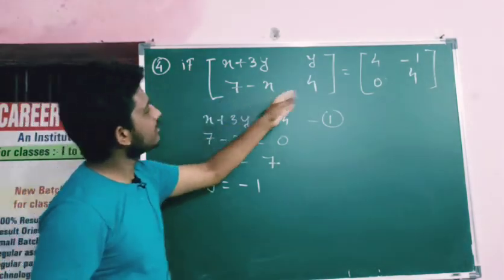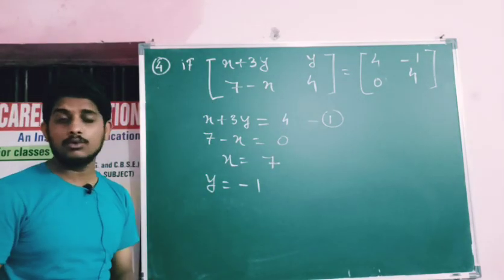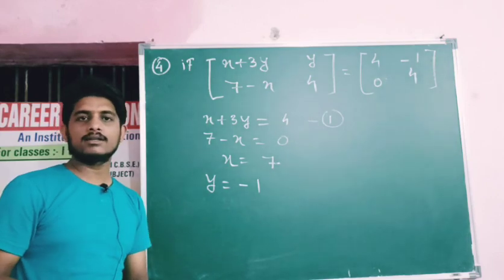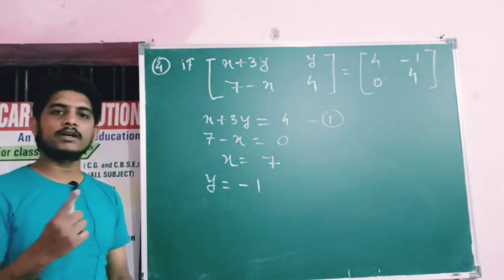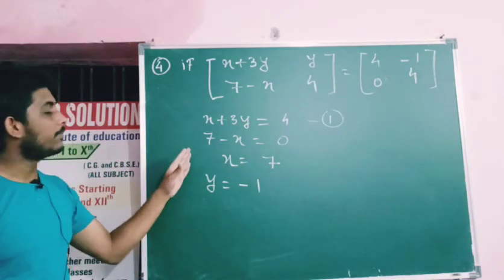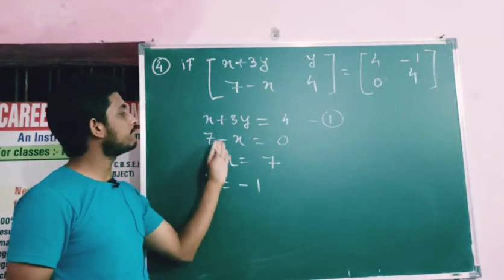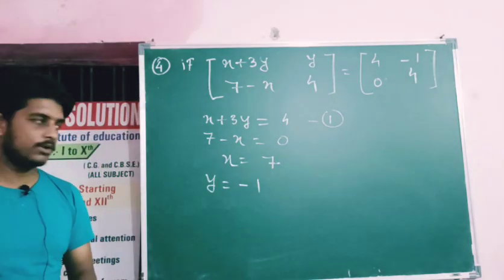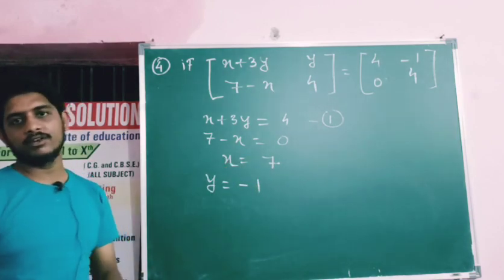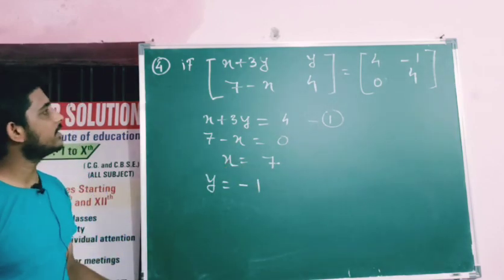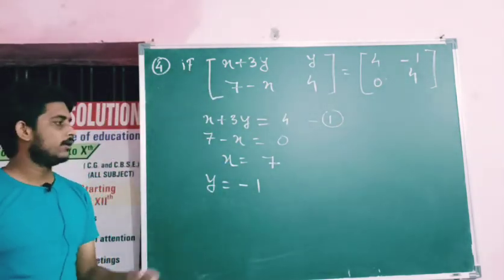Now 7 minus x would be 0. So 7 minus x equals 0. There is only one unknown, or you can say only one variable. And if there is one equation and one variable, we can find the value of that variable by transposition. So 7 minus x equals 0. Minus x will go to the other side of the equal sign and become plus x. So x plus 0 becomes x. So x equals 7. We get the value of x as 7. And y is equal to minus 1.